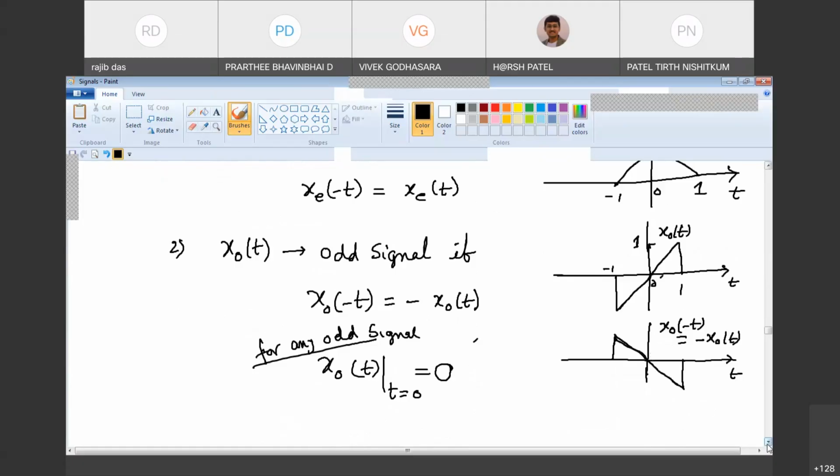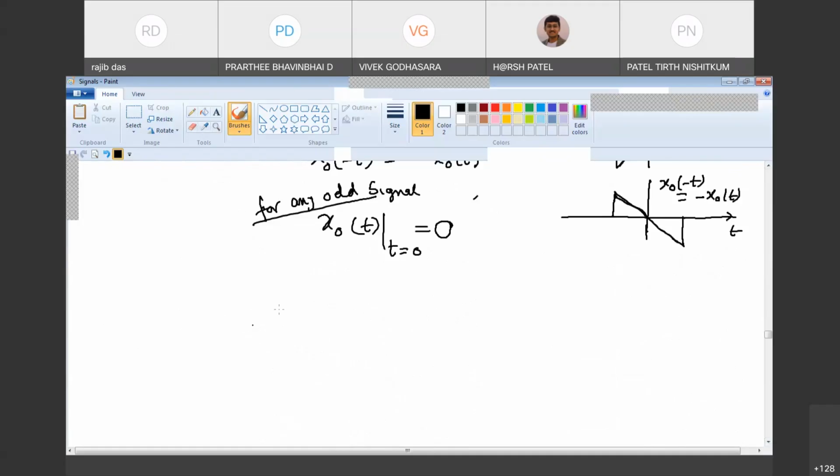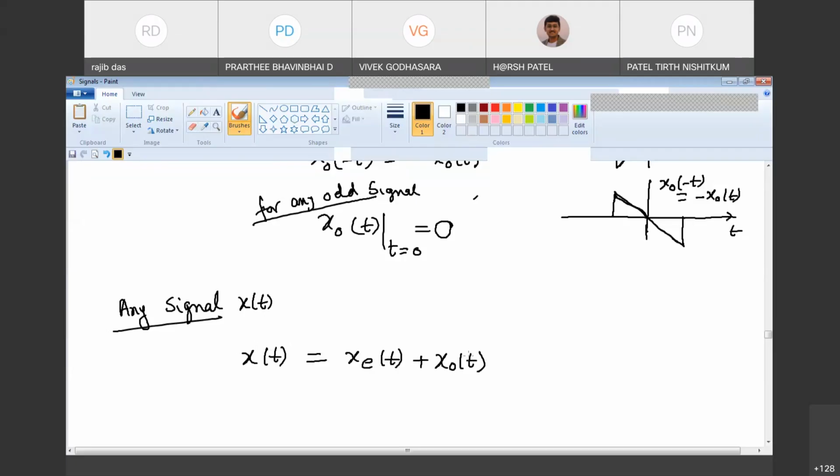Fine. Now, here we will claim one thing, that any signal x(t) can be decomposed. So we can decompose x(t) into two components, and one component is the even component and the other one is the odd component. It's possible to decompose any signal x(t) into these two parts. Okay, this is our claim.